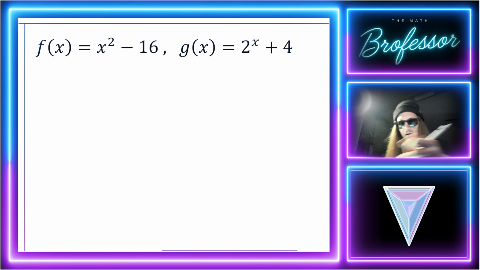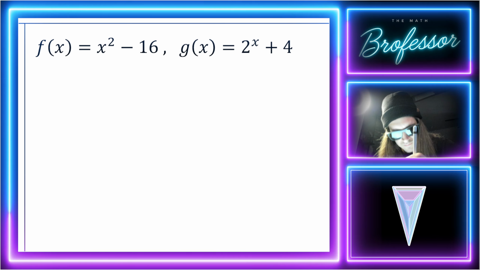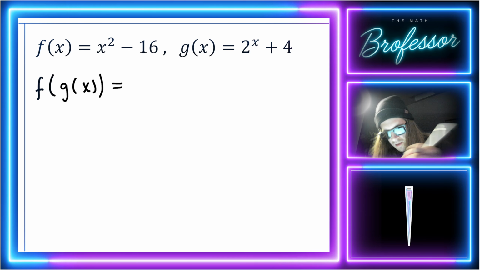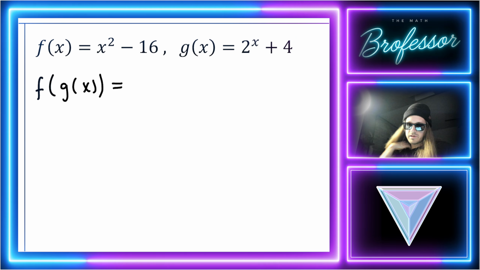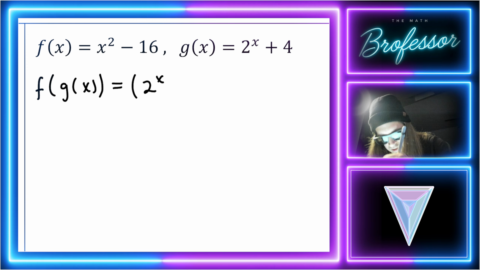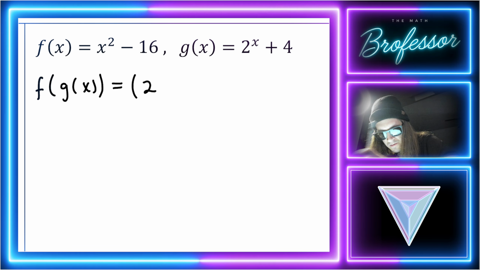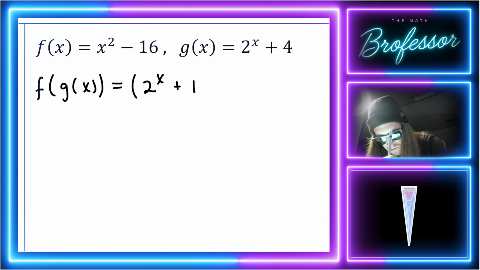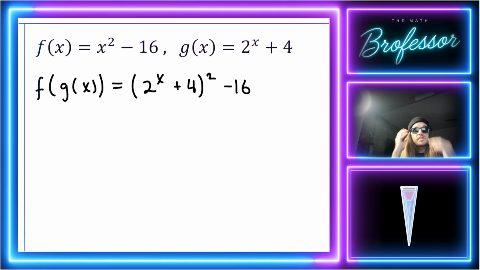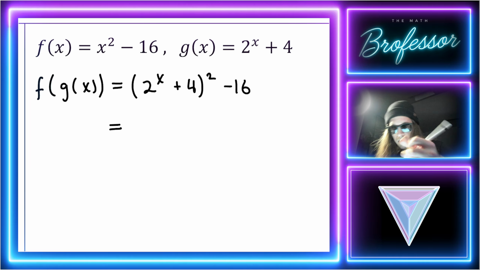All right, is this one also going to be small? Let's see. Let's try f of g. F of g is going to be, no, this is not going to be small. Okay, so I got to square all of g, which is 2 to the x plus 4, squared, minus 16. All right, so this is going to be like you're foiling again. You do need to foil this.